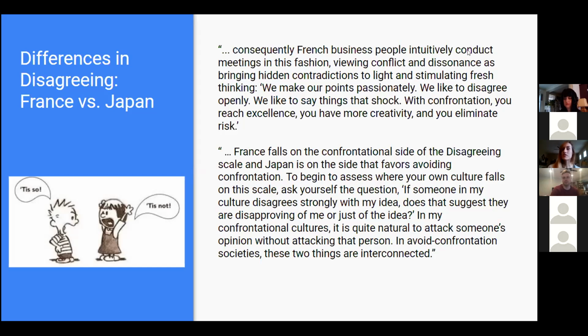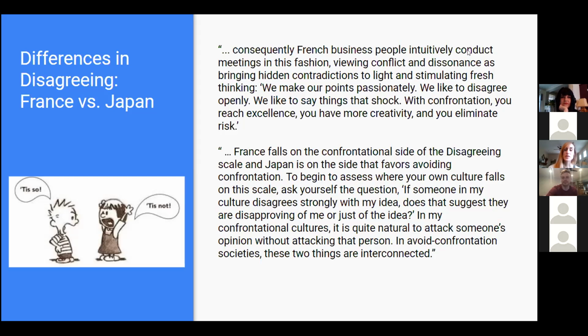So that right there is fascinating. They see disagreeing and conflict as a way to really show how you're feeling and the passion behind your points. And they feel that it does help to reach a decision that is going to be beneficial for the group. So clearly France falls on the confrontational side of the disagreeing scale, whereas Japan is on the side that favors avoiding confrontation.